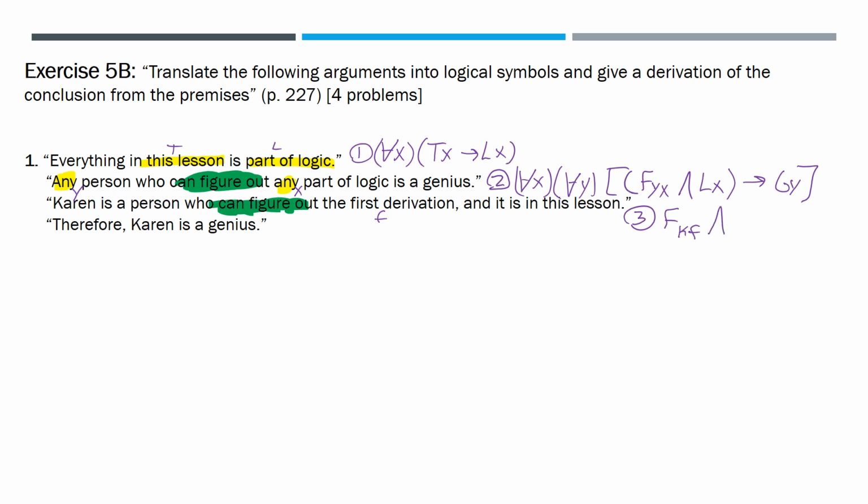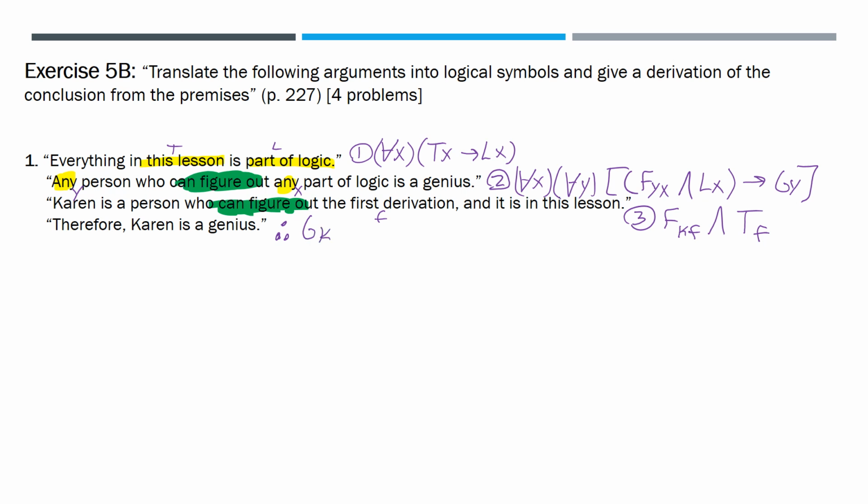and Tf. In other words, this lesson is the first derivation. Conclusion, therefore Karen is a genius. So therefore, Gk.